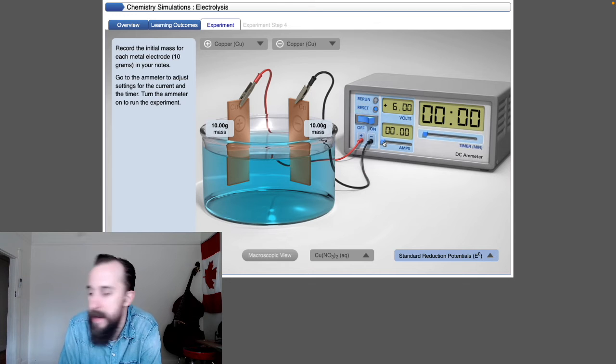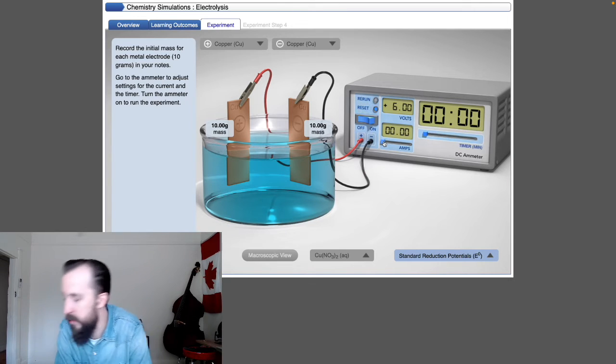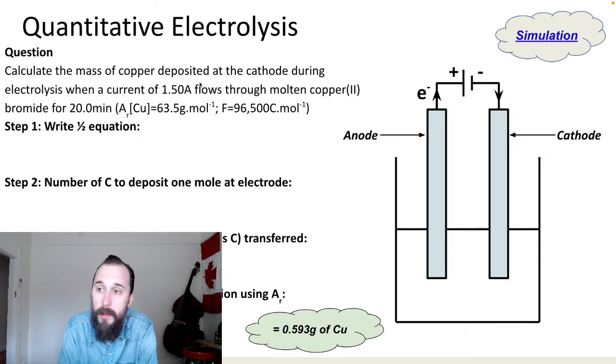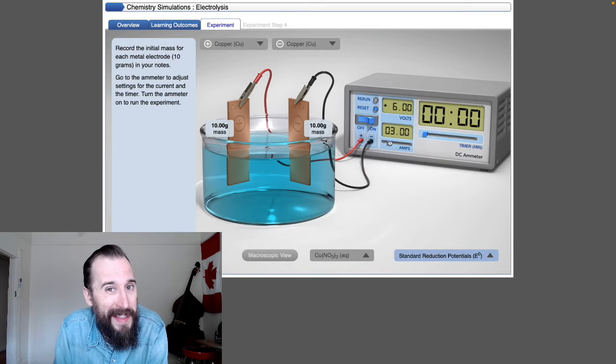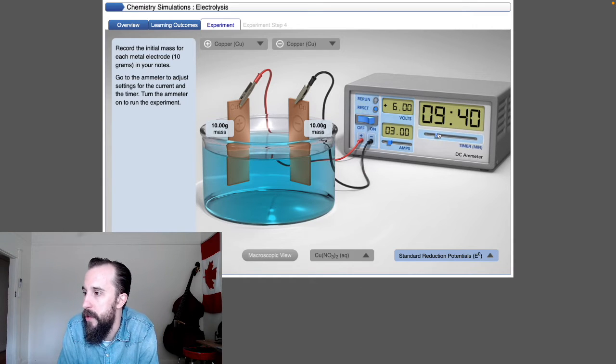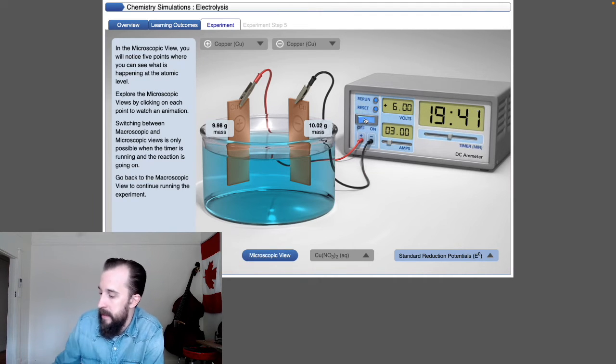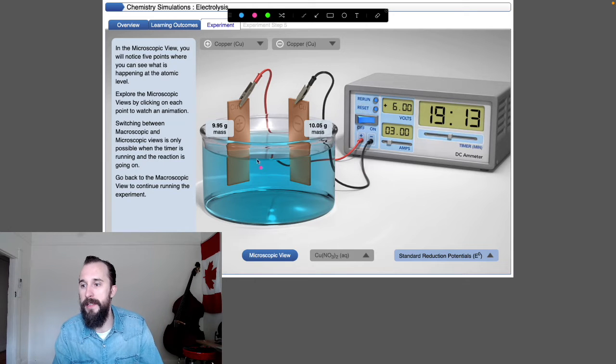So let's set our current. Let's set the current twice as much as what we had before. We were dealing with 1.5 amps. Let's set it to 3 amps and have a think if you might be able to work out what that's going to do to the mass that is deposited, based on this relationship we've been talking about. We'll set it for 20 minutes and we shall turn it on. So look, we have the positive anode.